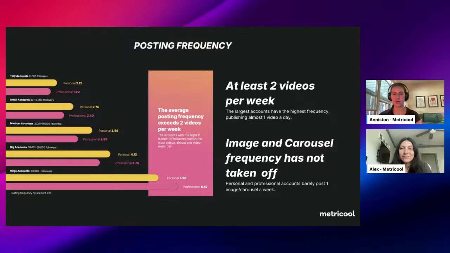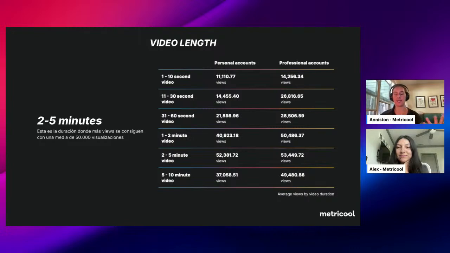All right. So 2 videos a week is the sweet spot, at least. And then when talking about video length, we've seen a significant shift from the really short form videos, so anywhere from 3 seconds to a minute. We've seen that really change into longer form content as TikTok increases the video length limit. And from our report, we found that videos from 2 to 5 minutes receive the most views.